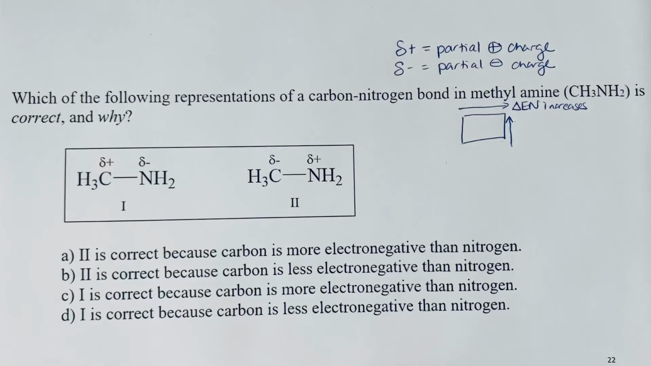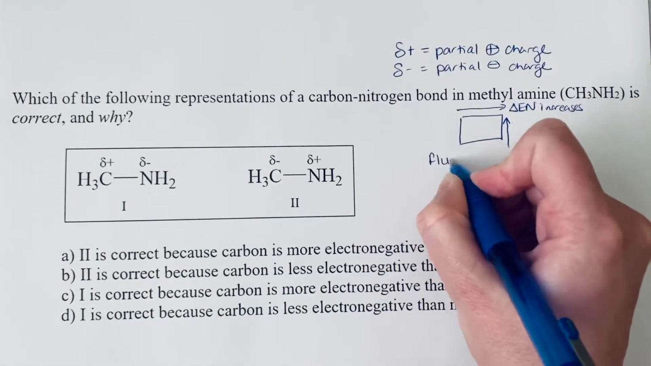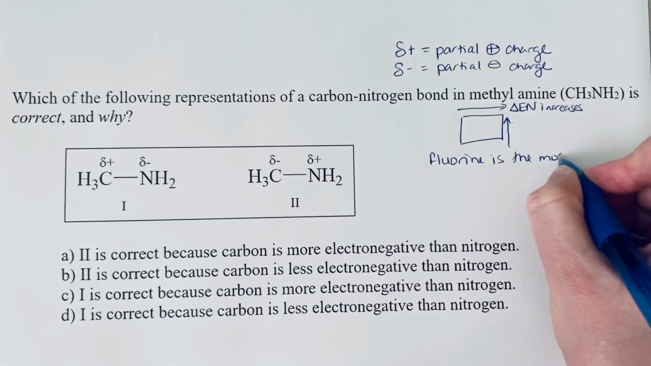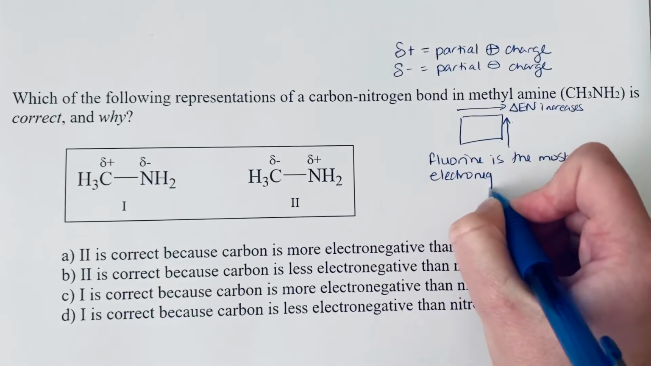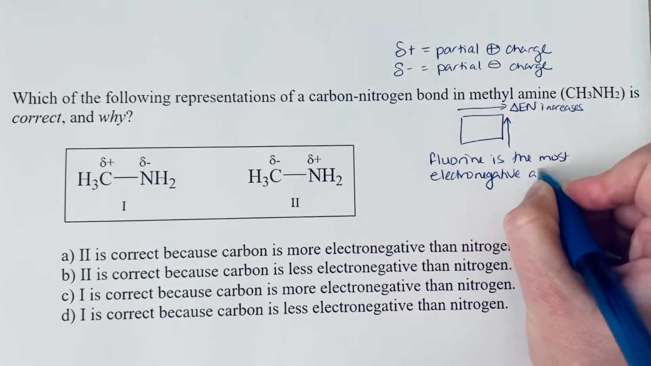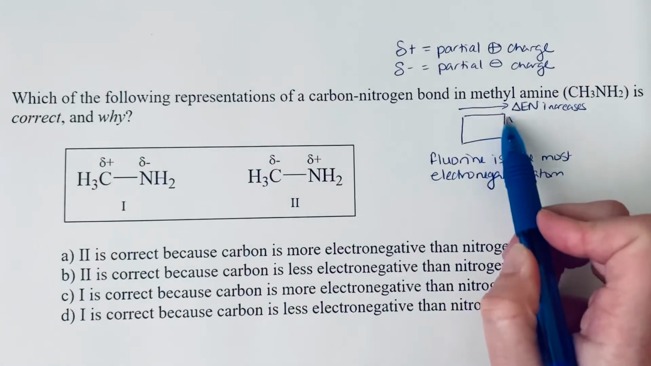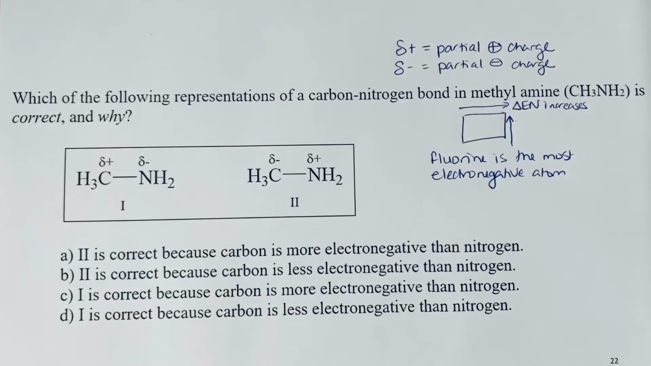A good way to remember this trend is to remember what the most electronegative atom is, and that's fluorine. So if we remember that fluorine is the most electronegative atom, then we can get an idea of this trend because it's approximately here on the periodic table. We've still got the noble gases on the right-hand side, but the noble gases are not reactive.